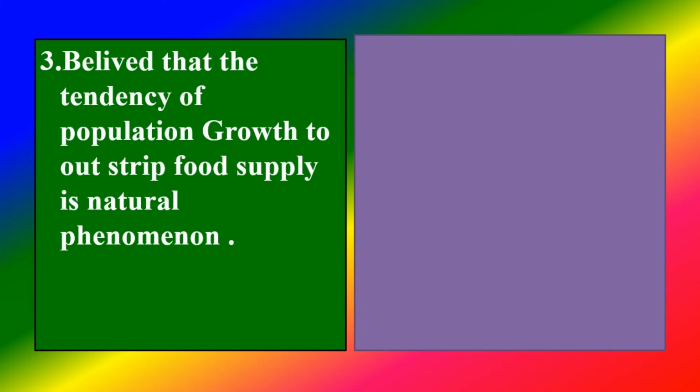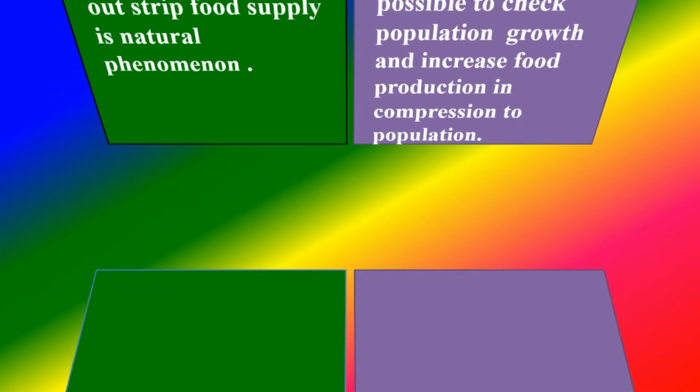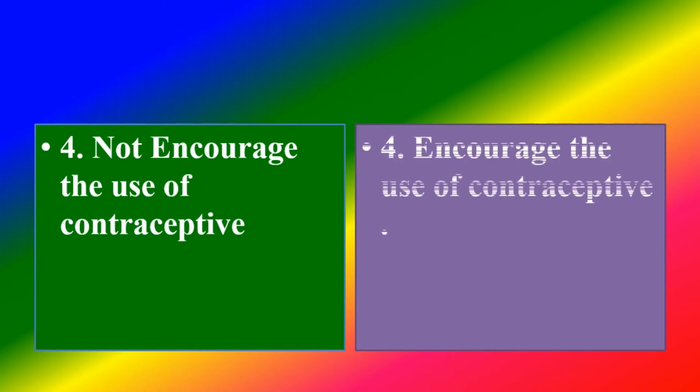Malthus believed that the tendency of population growth to outstrip food supply is a natural phenomenon. But neo-Malthusians believed that with the means and methods of modern society, it is possible to check population growth and increase food production in comparison to population. Fourth difference, Malthus did not encourage the use of contraceptives, but neo-Malthusians encourage the use of contraceptives.